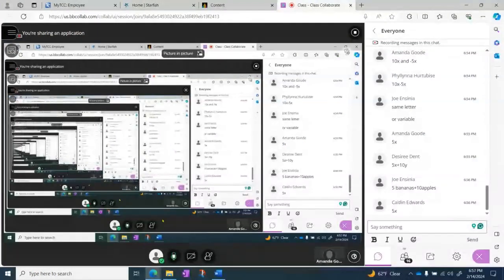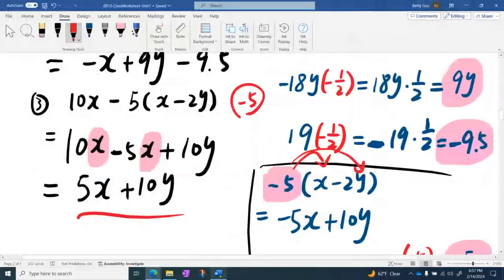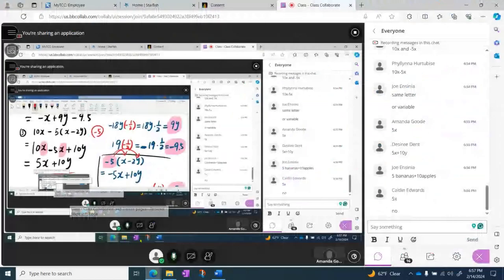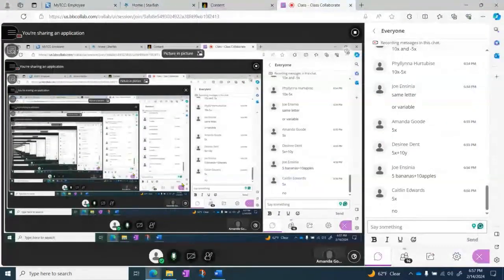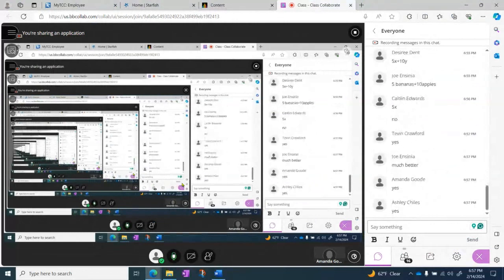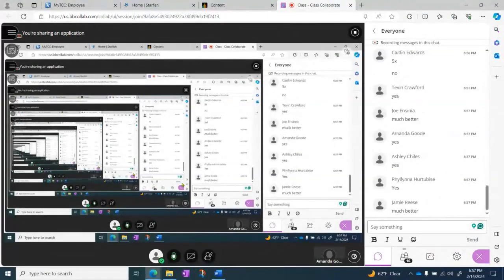Yeah. 5 bananas plus 10 apples. Yeah, you see x as bananas. Exactly. Very good. Perfect. Any questions about number 3? Do you feel comfortable about the distributive property now? Do you think you can do that on your own? Much better? Yeah. But it takes practice, right?